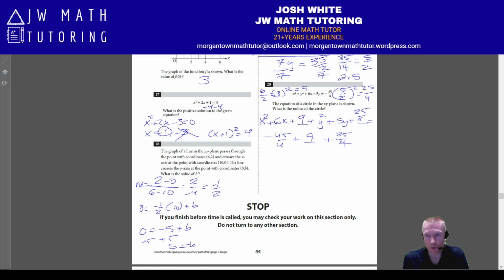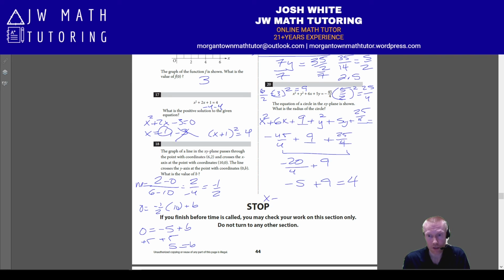Now, we're only concerned with the right side. So these two I'm going to combine together first, and I'm going to get negative 45 plus 25, which is negative 20 over 4, and then I still have the plus 9. But notice now this just reduces to negative 5. So now I've got negative 5 plus 9, and that gives me positive 4.